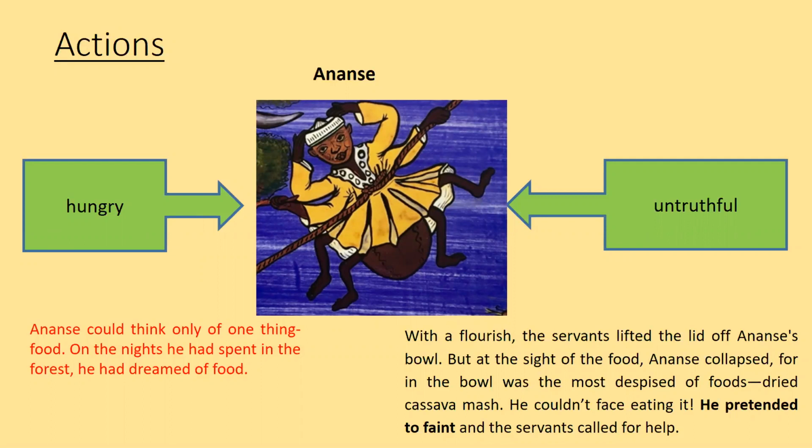Now let's look at the text in black. With a flourish, the servants lifted the lid off Anansi's bowl. But at the sight of the bowl, Anansi collapsed. For in the bowl was the most despised of foods, dried cassava mash. He couldn't face eating it. He pretended to faint, and the servants called for help. So, by pretending to faint, we know that Anansi was lying. He was being untruthful. So we can see here, I've written untruthful to describe Anansi.